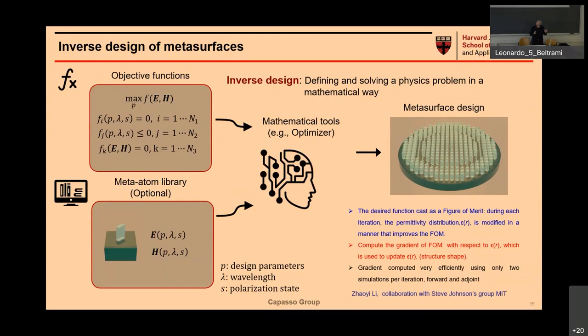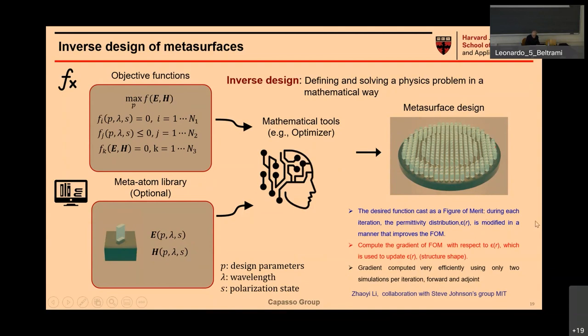You define an objective function. You see, for example, maximizing the field at a certain point, you usually create a meta-atom library. And then you create a kind of an optimizer. So the strategy is here, and this way you can design lenses that are centimeter diameter. So you cast your design function as a figure of merit, and you iterate the process.